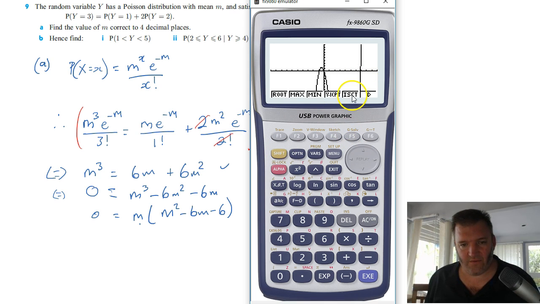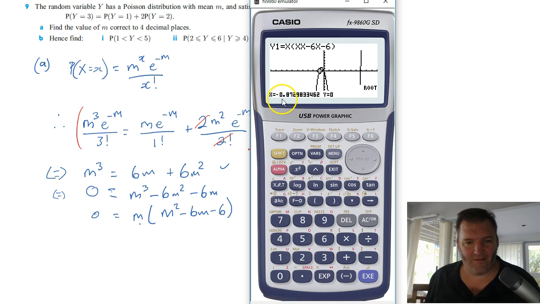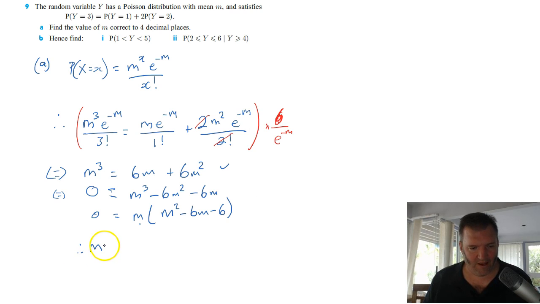Shift G solve. What are the values of the roots? Negative 0.87 can't be our value. 0, not our value for this one either. So it's got to be the last one. 6.87. So we've got, from our calculator, m equals 6.87. And of course, that's approximately equal to 6.87.